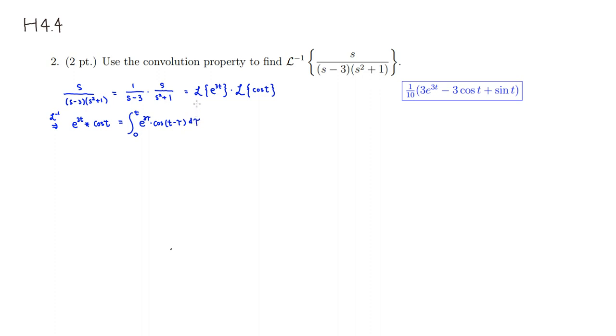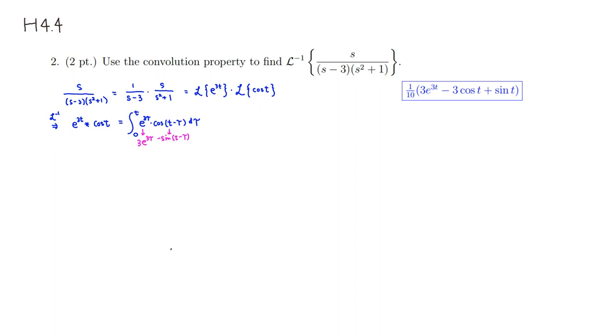So we're going to use integration by parts. I'm going to take the derivative of this, you get 3 times e to the 3 tau. Take the antiderivative of this: the antiderivative of cosine is sine of t minus tau, and then divide by the derivative of this with respect to tau, which is negative 1. So I'm going to write it as negative sine of t minus tau.